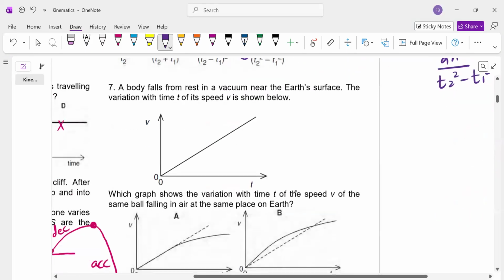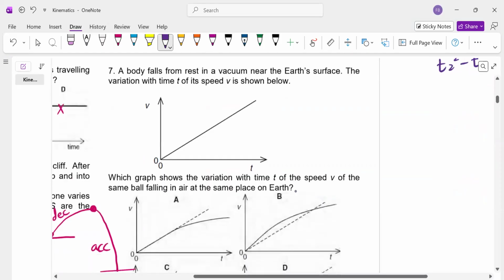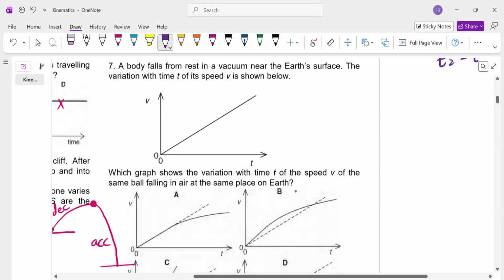Okay, then there is a question. A body falls from rest in a vacuum near the Earth's surface. The variation with time t of its speed v is shown below. Which graph shows the variation with time t of the speed v of the same ball falling in air at the same place on the Earth?